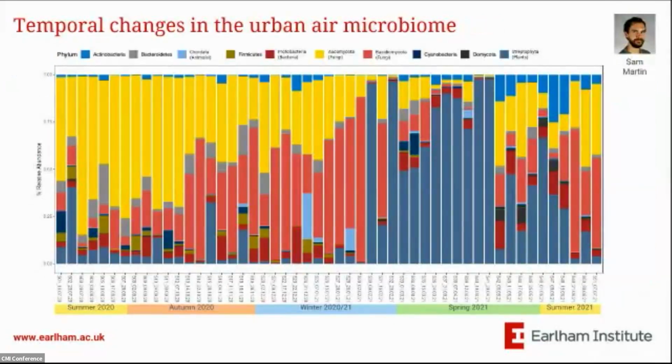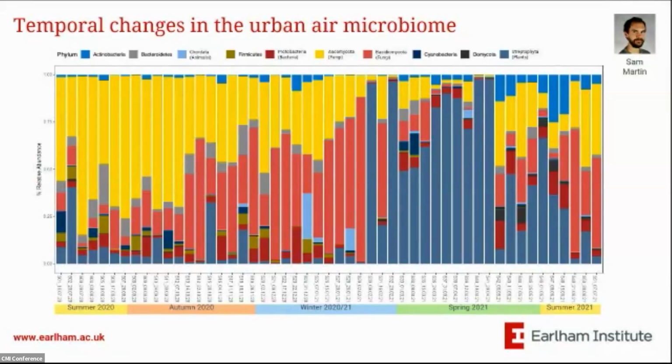And then the other thing we did is at one site we monitored weekly for a whole year. So this was in the Natural History Museum Wildlife Garden outside the front of the Natural History Museum. And you can see these clear seasonal differences. So for example, sorry, I should say each of these bars represents a week going from summer 2020 on the left to summer 2021 on the right.